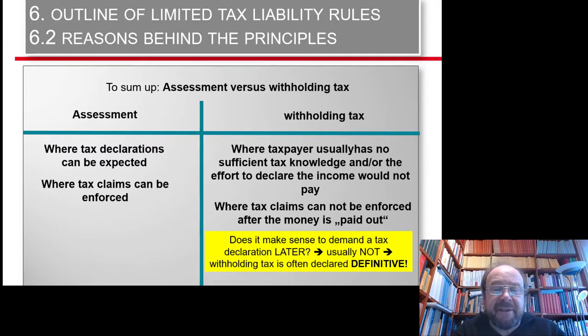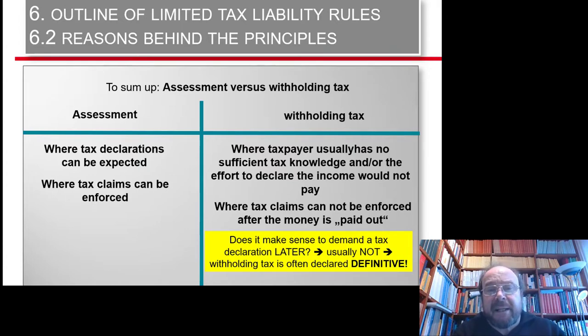Whereas in case of withholding tax, that should usually be the better solution if the taxpayer can be expected to have no sufficient tax knowledge, and or alternatively where there is no reasonable chance to enforce the tax claim after the money has once been paid up. Now, think about the withholding tax solution. Would it make sense to say we practice a withholding tax solution and then afterwards demand a final tax declaration from the foreigner and then assess the tax correctly and ask for the remaining liability, or give back the exceeding amount of the withholding tax by which it exceeds the amount which would be normally due under a tax assessment?